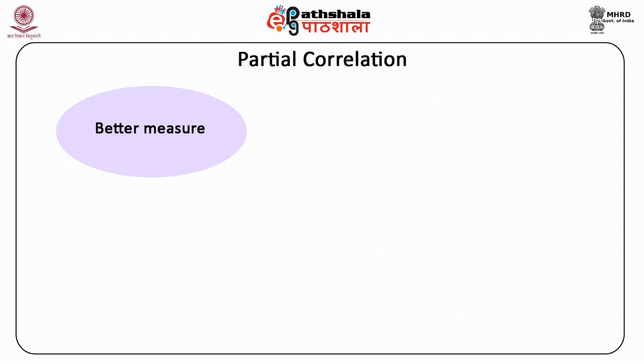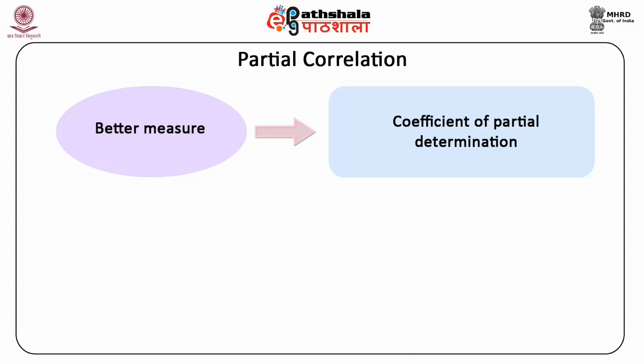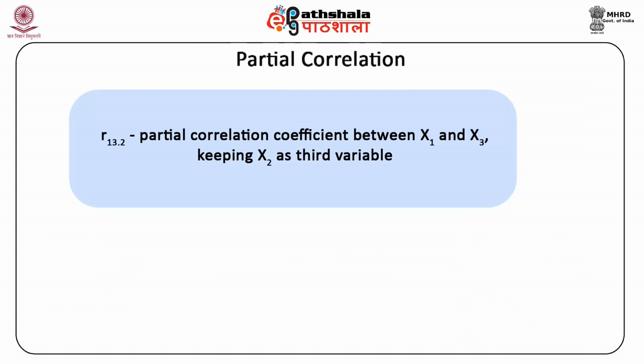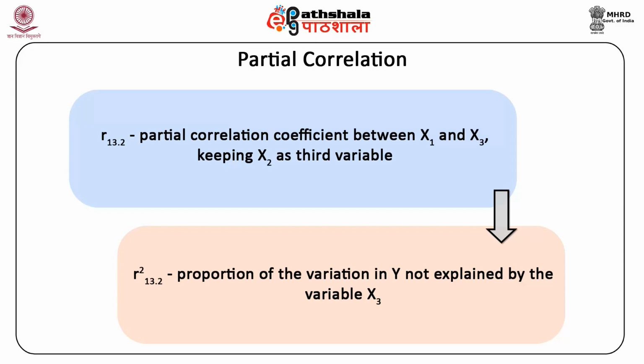A more useful measure for interpreting the value of partial correlation coefficient is the coefficient of partial determination, given by the square of the partial correlation coefficient. Thus, if R13.2 is the partial correlation coefficient between x1 and x3, keeping x2 as a third variable, then R square 13.2 is interpreted as the proportion of the variation in y not explained by the variable x3 that has been explained by the inclusion of x2 into the model.